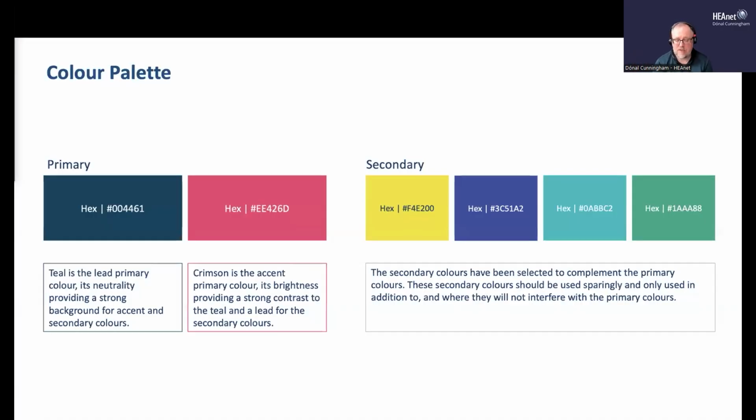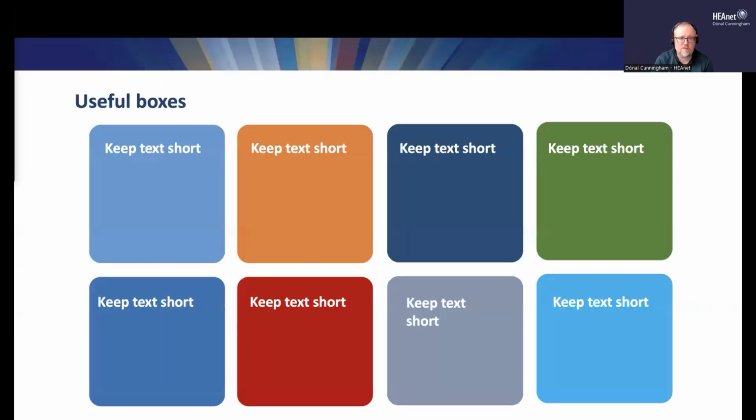Back to the GÉANT 5.2 template. An explanation of the color palette that they recommend, with hex codes for the colors too. Teal and crimson. Sounds like a 1970s rock band. Some useful boxes in nice colors and with rounded edges too. Pretty colors and smooth corners make Dónal happy. I'm not sponsored by Crayola, but I probably should be.